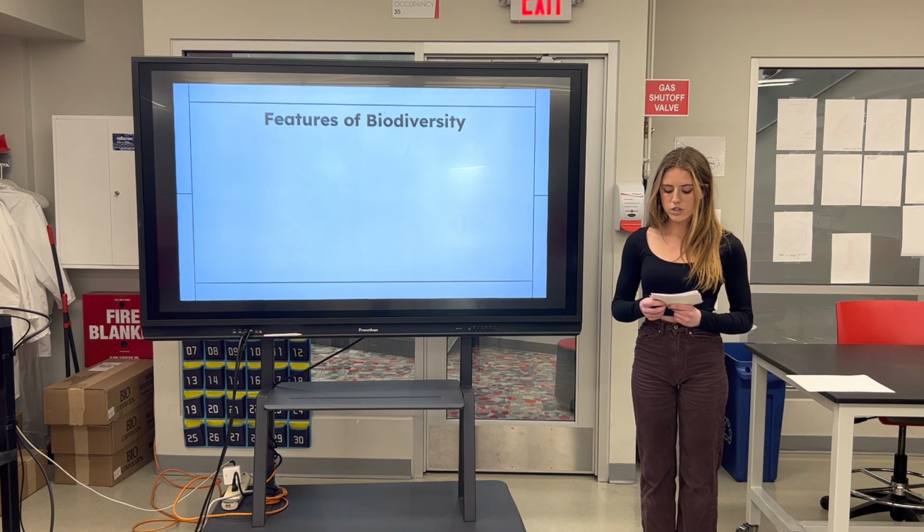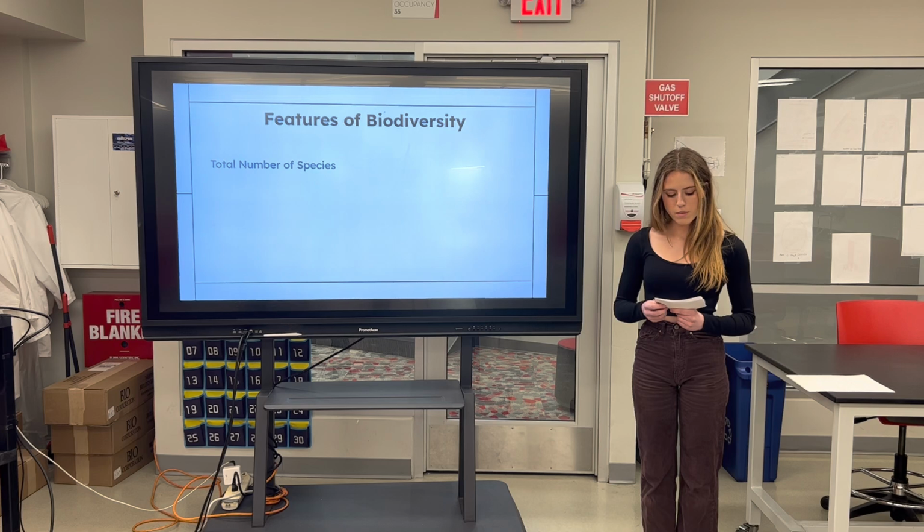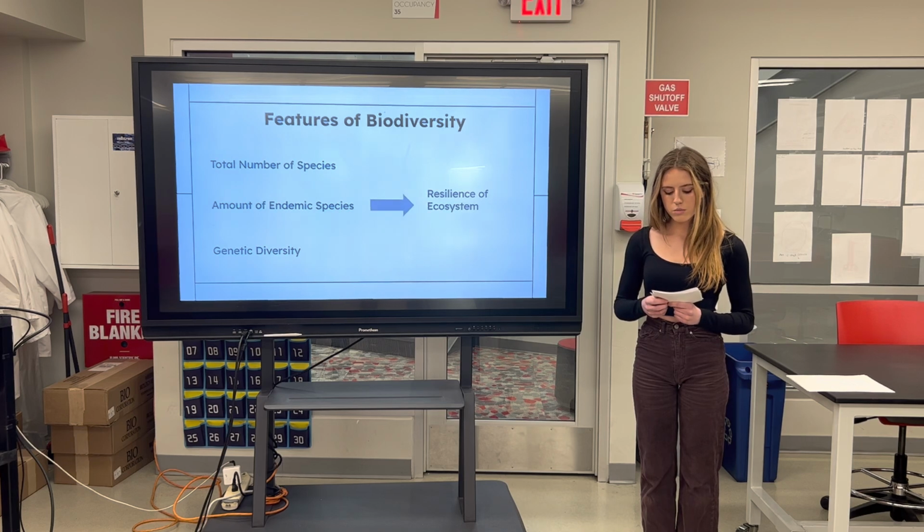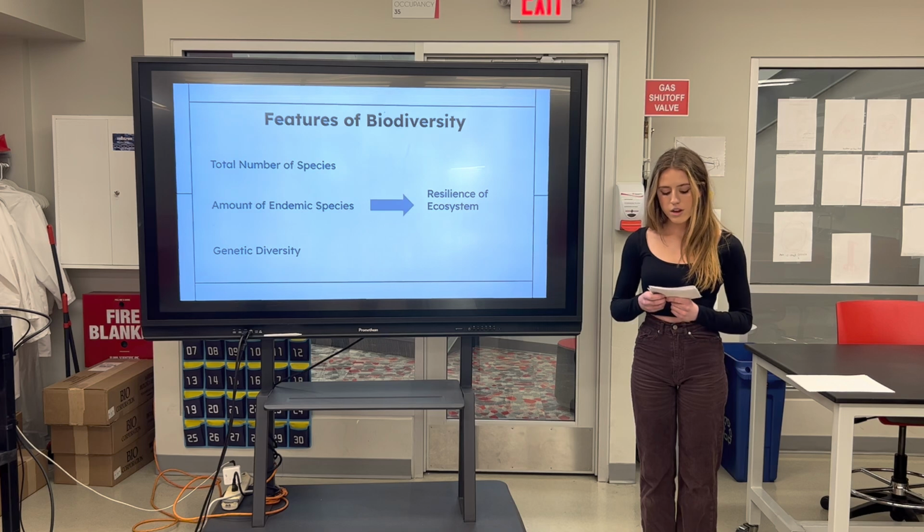Biodiversity is made up of 3 features, which include the total number of species, the number of endemic species, and the genetic diversity of a species, all within an ecosystem. The greater the amount and the more intertwined these features are, the more resilient an ecosystem will be in the face of adverse environments such as climate change. Therefore, ensuring that a wide variety of species thrive in the environment is crucial in a time such as now.